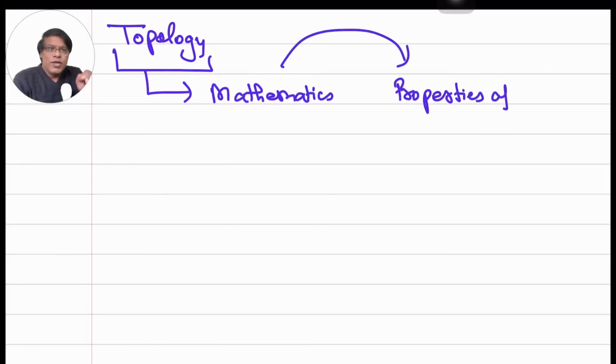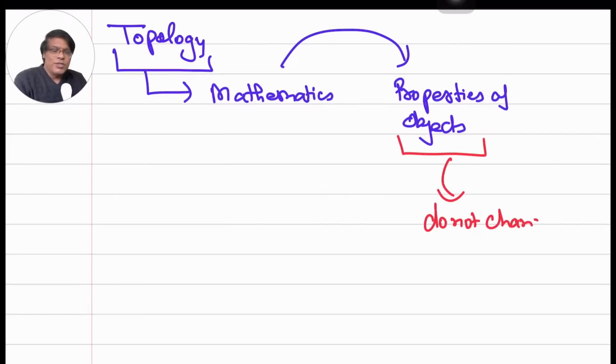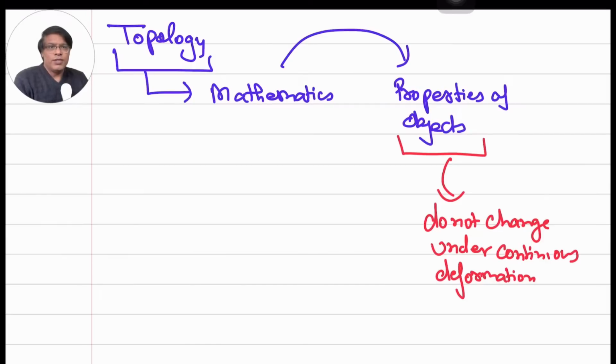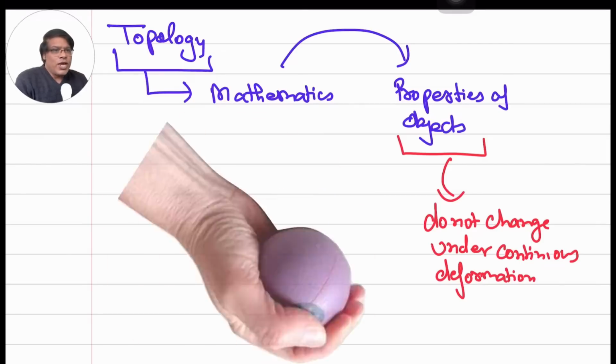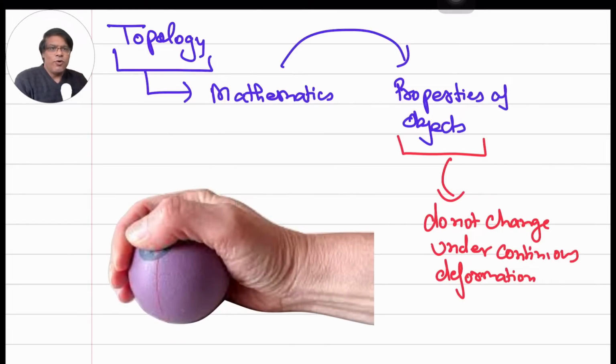in which you study the properties of objects which are not going to change under continuous deformation. So keep in mind, topology is actually the branch of mathematics in which we study the properties of objects which do not change under continuous deformation.